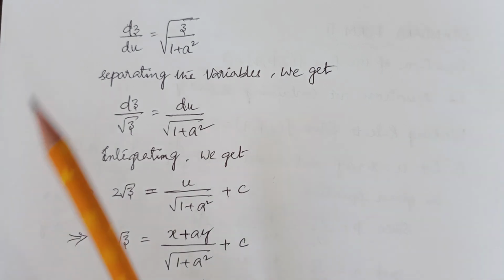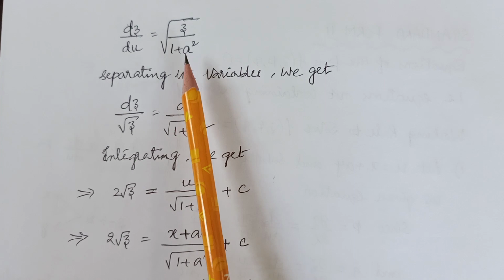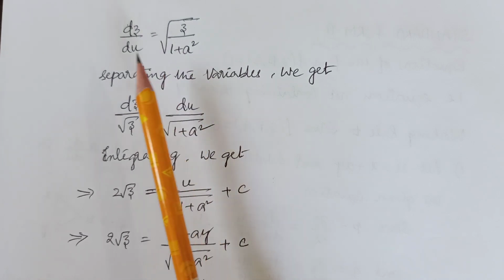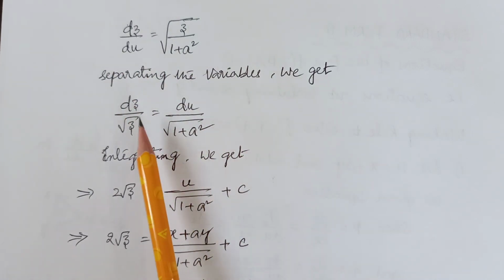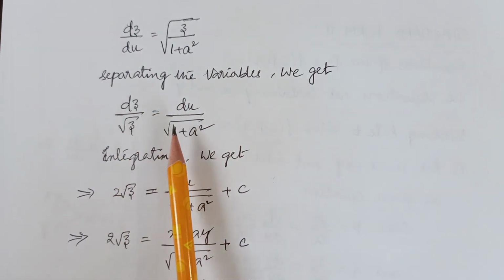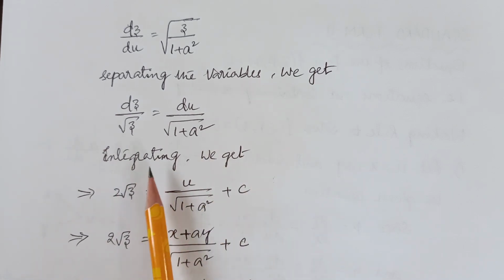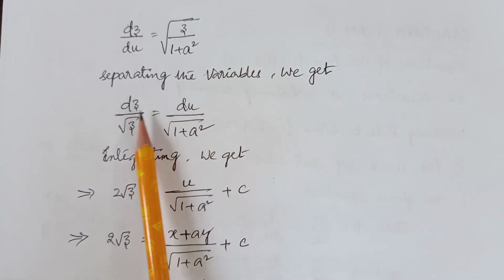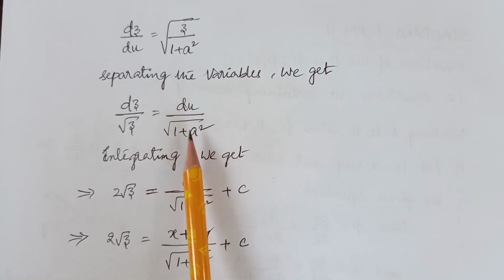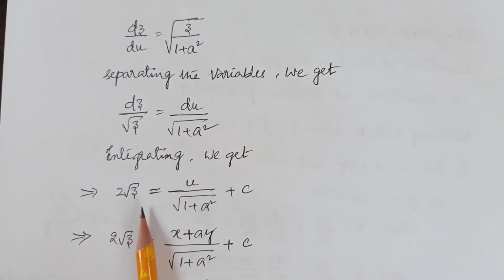Now we have dz by du is equal to root over z by 1 plus a square. Now separating the variables, we get dz by root z is equal to du by root over 1 plus a square. Now do the integration on both sides. Here the coefficient of du is a constant. Integrating 1 by root z gives 2 root z, and here u plus c.